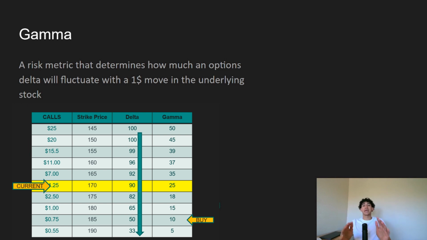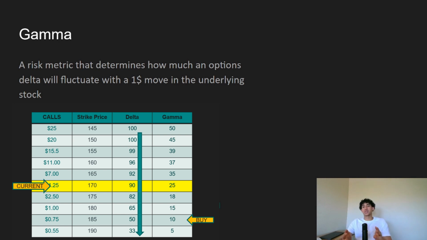But now let's get back into the main definition of gamma. Gamma is the rate of change of the delta of a stock option contract, so how much the delta moves with a $1 underlying move in the stock. Gamma is low when the stock is far out of the money, but gamma increases as the option gets closer to the money. So for an option with a delta of 50 and a gamma of 10, a $1 move in the stock will move the delta to 60.